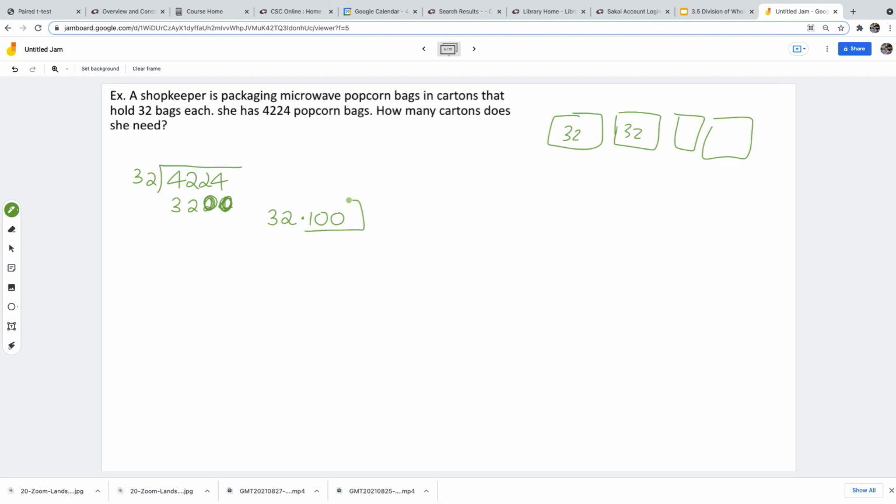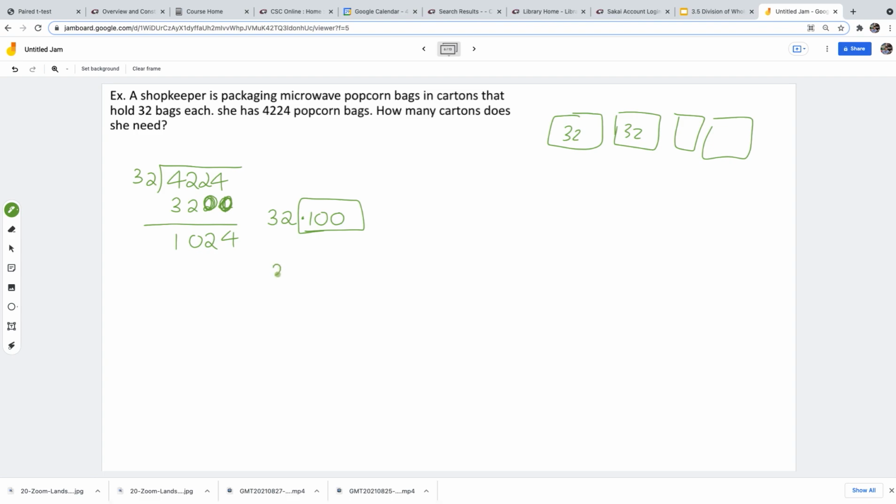So we use 100 cartons so far. Then how many popcorn bags are left? We have 1,024 popcorn bags left, right? So can we use another easy number, like 100? We cannot do that, because if you use 100 cartons, you're going to have 3,200 popcorn bags, but you only have 1,000 some popcorn bags.